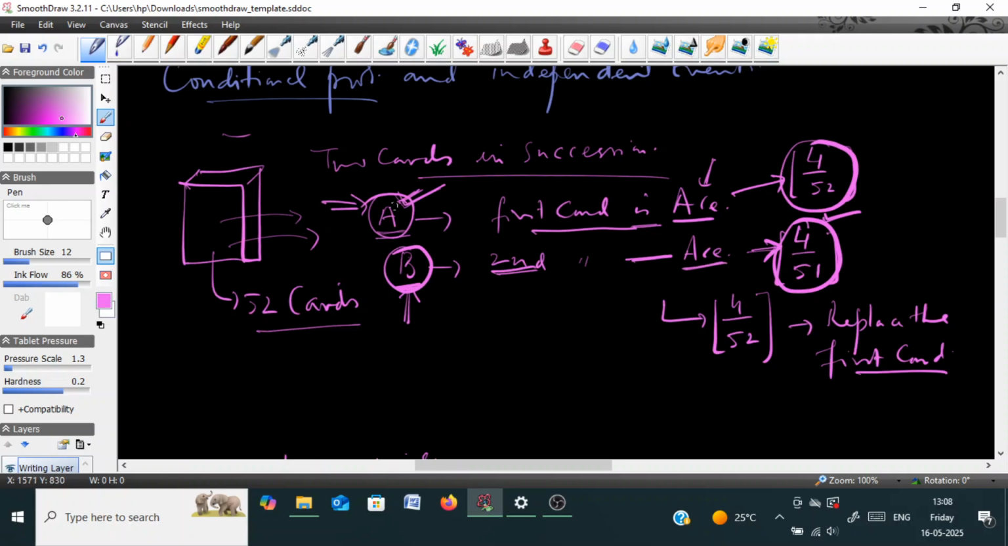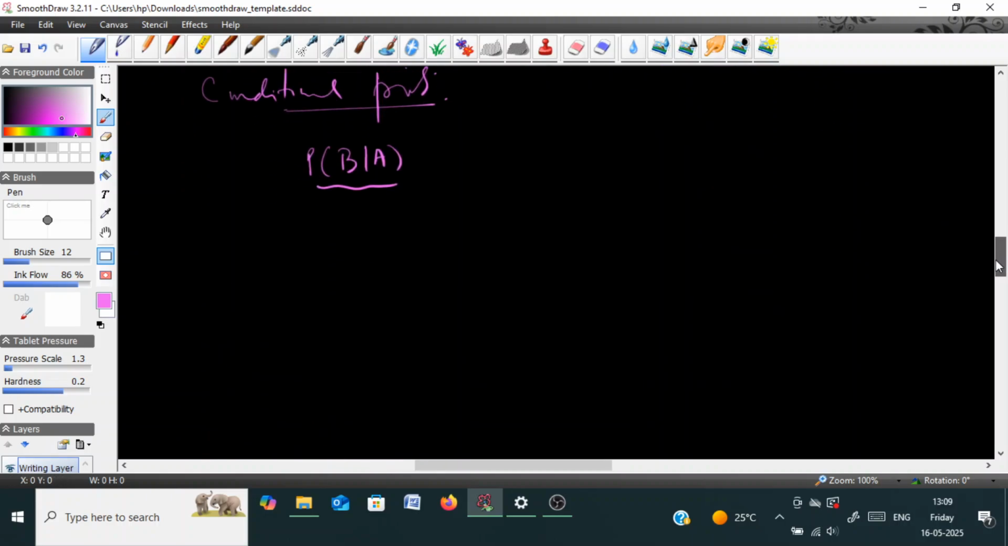Okay, and if event A has occurred, that is, in the first draw the card that you had drawn is already an ace, then the probability of event B, that means drawing an ace in the second draw, will be 3 by 51. So these are the conditional probabilities, where the probability of one event is affected by the outcome of another.